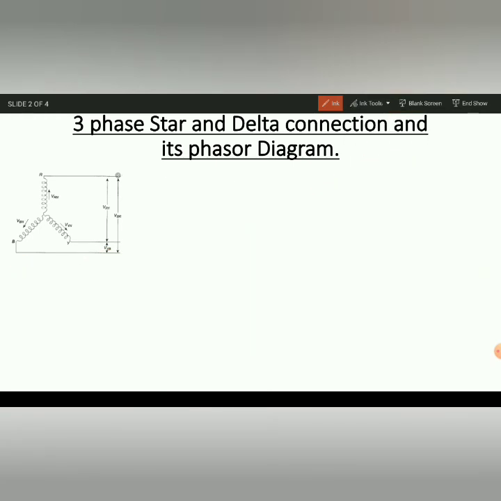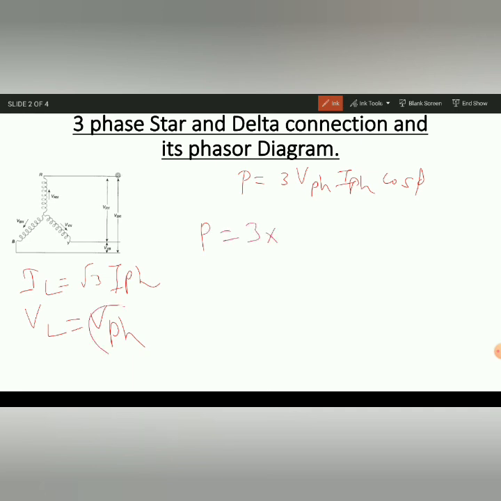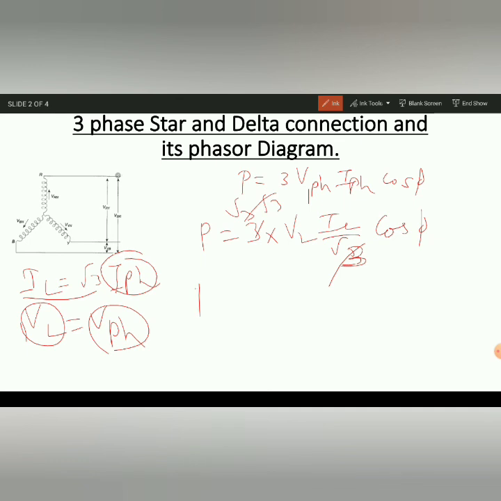Again the power. What is the power? P equals 3 Vp Ip cos phi. Now for delta connection, we know the line current is equal to root 3 times the phase current, but the line voltage equals the phase voltage. So P equals 3 same, but now V phase and VL are both the same, so V phase can directly be written as VL, and here Ip equals IL by root 3, so it can be IL by root 3 and then cos phi. So here this 3 can be written as root 3 times root 3, and here you cancel it. So what is the answer? Root 3 VL IL cos phi.